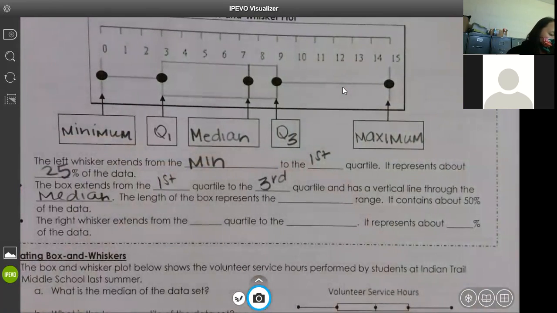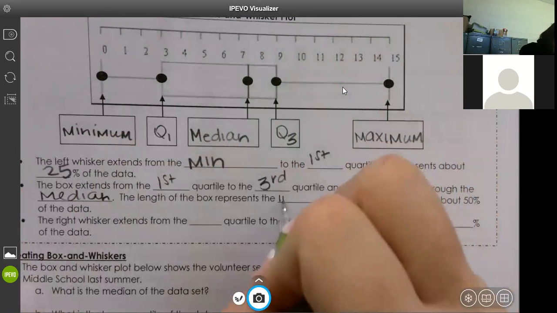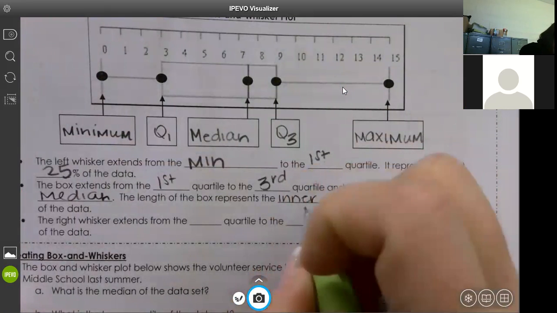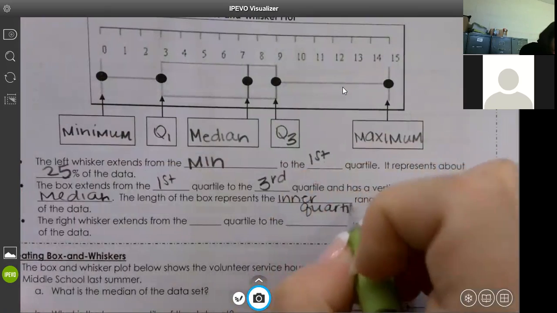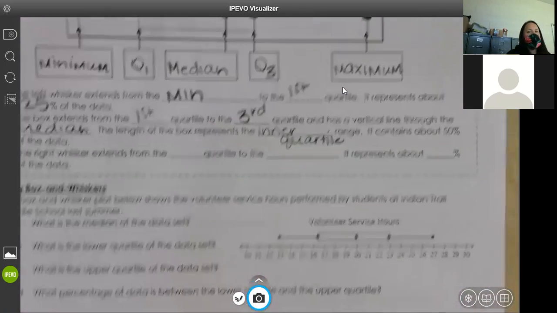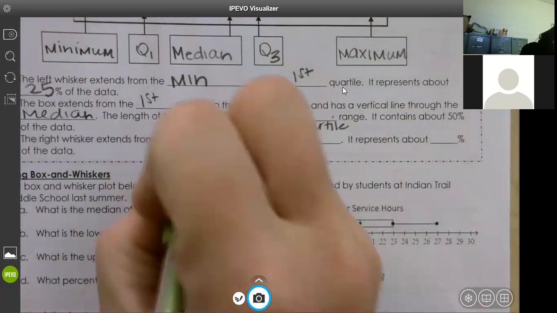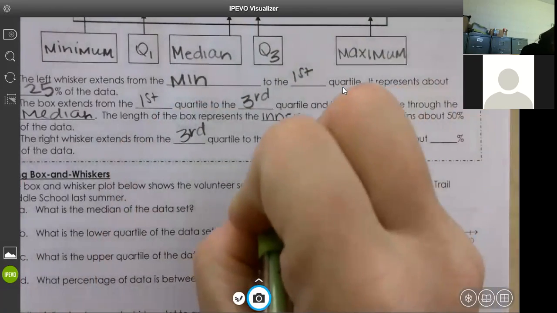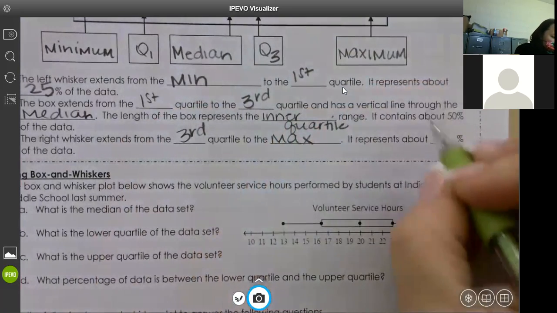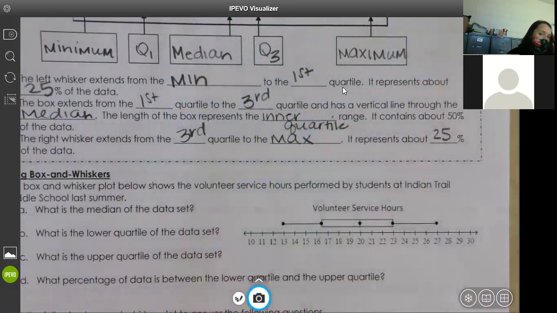The length of the box represents the inner quartile range. That's also called the IQR, inner quartile range. It contains about 50% of the data, so the box contains 50%. The right whisker extends from the third quartile to the maximum, and it represents about 25% of the data as well.